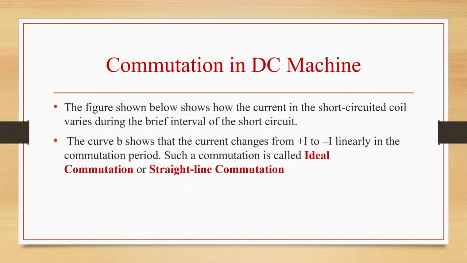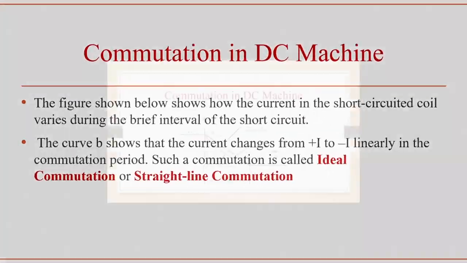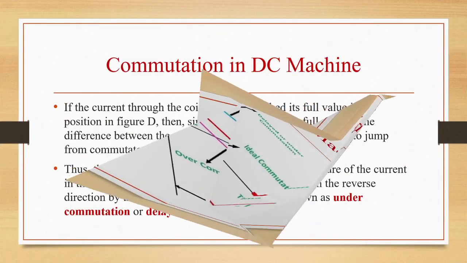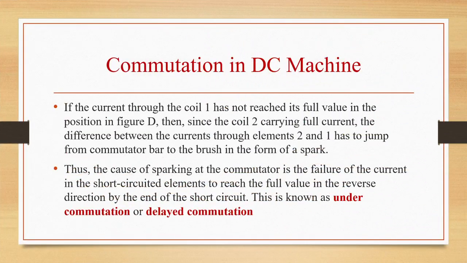So in this figure, we can see curve B showing the current changes from plus I to minus I linearly in the commutation period, and such a commutation is called ideal commutation or straight line commutation. And if the current through the coil has not reached its full value in the position in the figure, then since coil 2 is carrying full current, the difference between the currents through elements 2 and 1 has to jump from the commutator bar to the brush in the form of a spark.